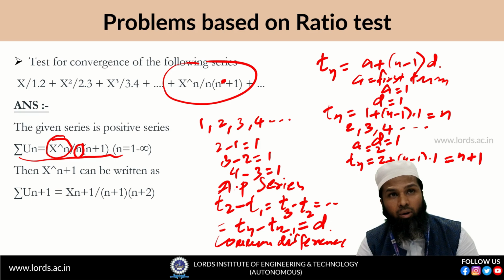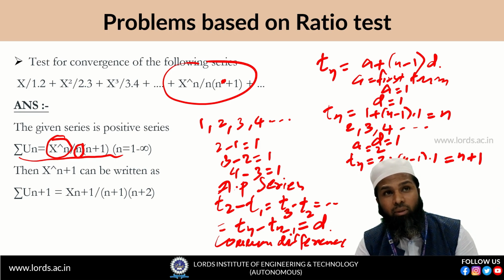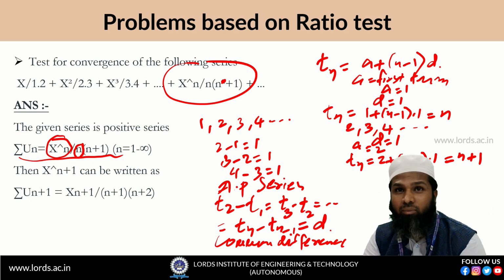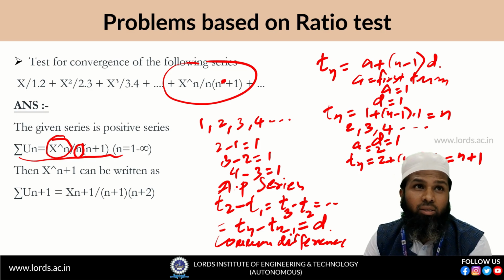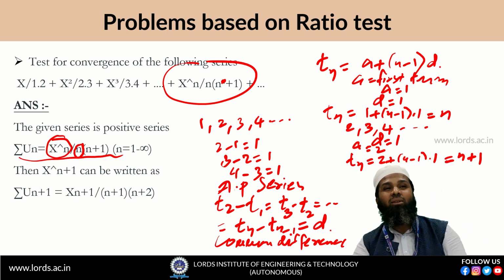You have to substitute n equal to 1, 2, 3 and so on in the nth term, and in turn you should get the series. If you are not getting the series, then some mistake or error is there in your nth term. So like this you can verify.